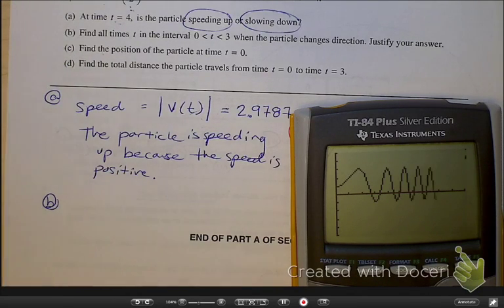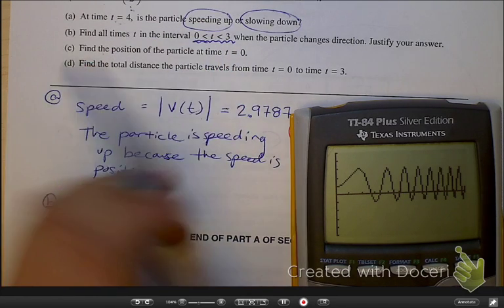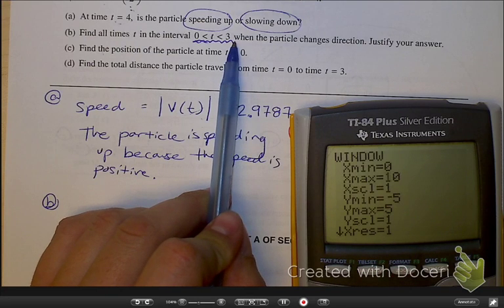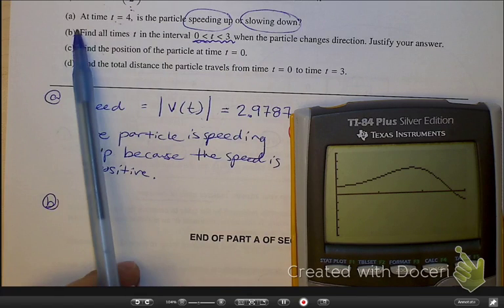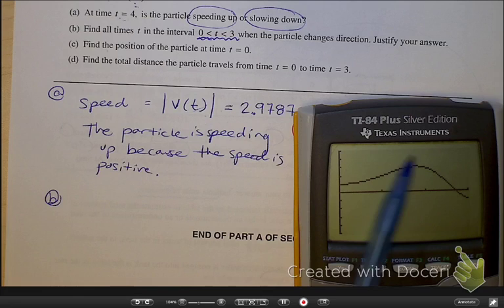All right, so here's what it looks like. Obviously I was not paying very much attention to the directions. This is why I tell you guys to pay attention to the directions, because I'm over here wasting time. I need to go from 0 to 3, not from 0 to 10. So let me go back to my window and go from 0 to 3. All right, much better. It says, find all times t in this interval when the particle changes direction. This is a graph of the velocity. The particle will be changing direction wherever the velocity is equal to 0 and it actually crosses through the axis.